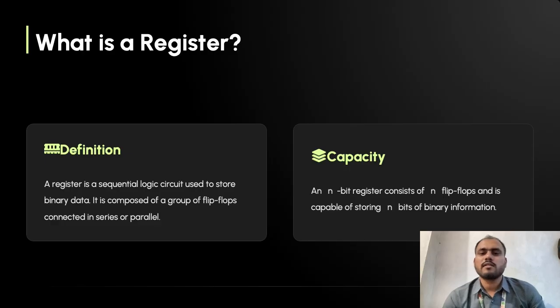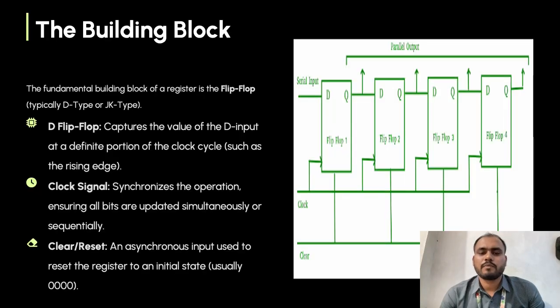What is a register? A register is a circuit made of flip-flops that can store n bits of data, like 4-bit, 16-bit, 8-bit, etc. Each flip-flop stores one bit, so a 4-bit register uses 4 flip-flops. And why are registers used? Registers are used to store data temporarily, move data from one place to another, and perform operations like shift, hold, and load, etc.